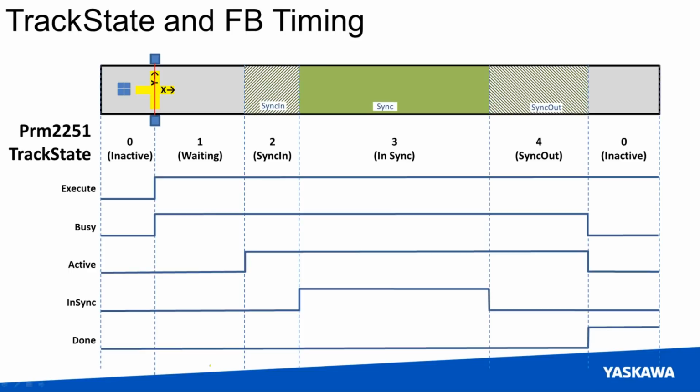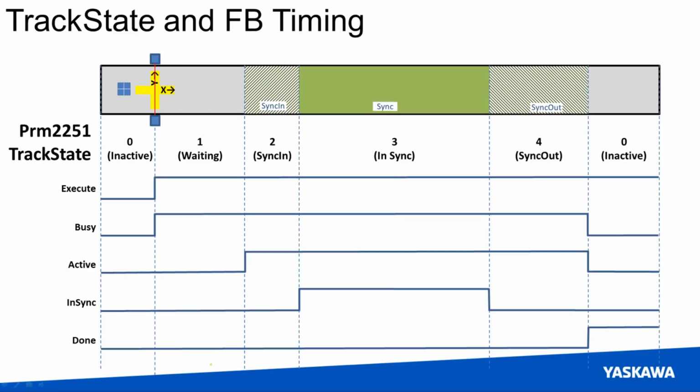Execute and busy are now true for the MC track conveyor belt function block, but it is not yet active, and it is certainly not in sync. Once that part gets to the sync in zone, then our active becomes true. So execute, busy, and active are all true. Our track state is 2, syncing in, but we are not yet in sync, so that one is still false until we end the sync in period. We cross over into the sync zone, then we know we're in sync, and the in sync output comes on as well.